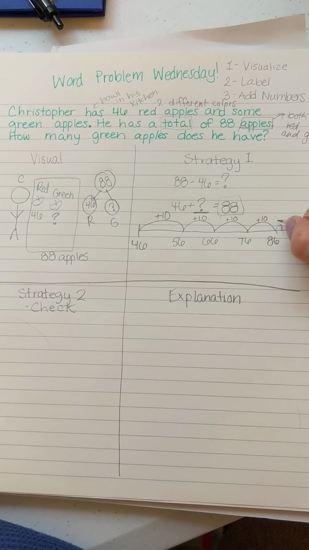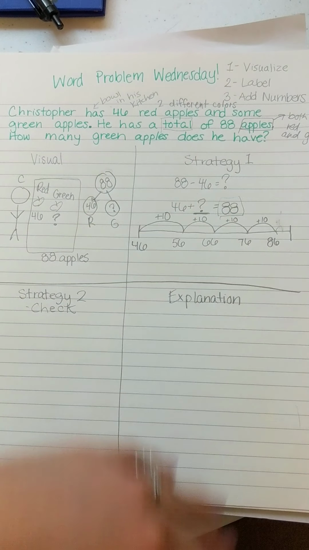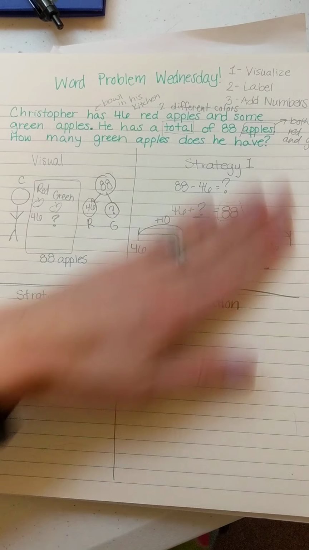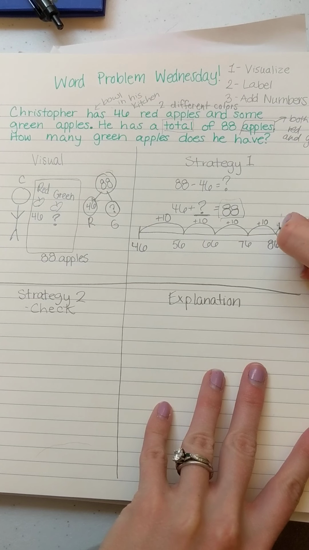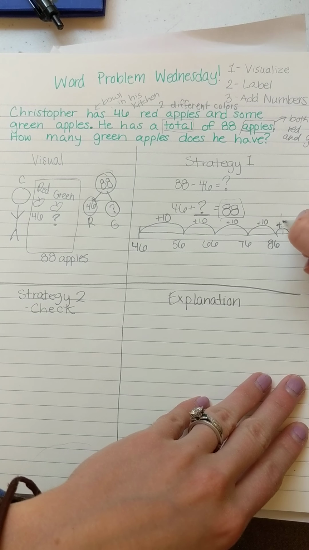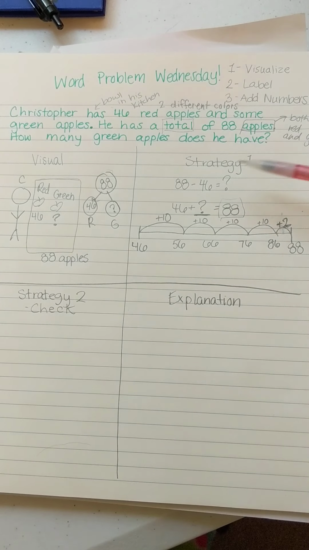I just know that 86 needs 2 more to make 88. So I'm going to go 1 more. Oh no, I don't have to do it. I already know it. 2 more. Oop, my pencil broke. 2 more gets me to, let me fix that too so I can see it clearly, 88.